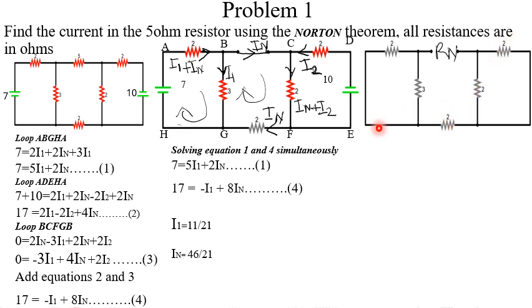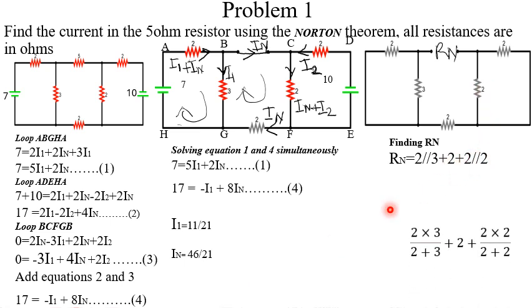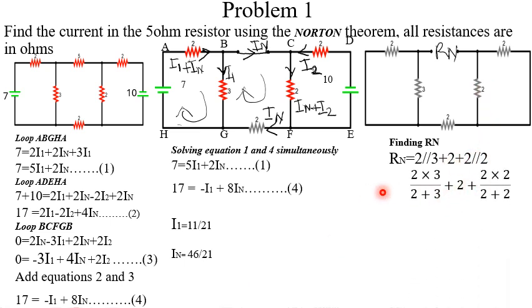So we can write them here as finding our RN. I told you already in our subsequent videos that in parallel you just write 2 bars. So 2 and 3 are in parallel, that's why I denoted it as this, in series with 2, and these 2 and 2 are also in parallel. So I simply apply my mathematics here: 2 times 3 over 2 plus 3, plus 2 times 2 over 2 plus 2. Then I get my RN as 4.2 ohms.